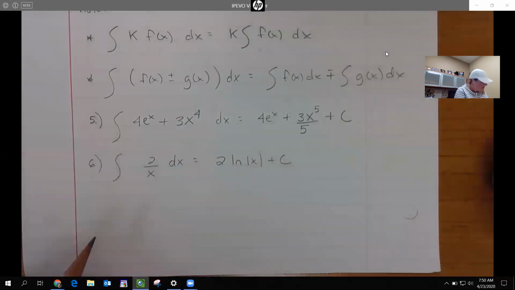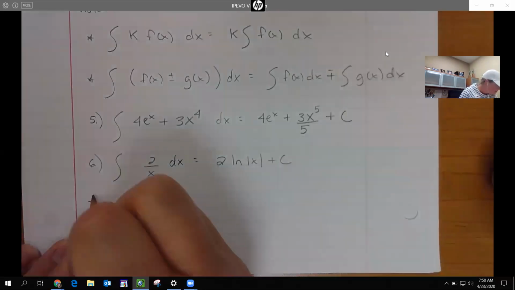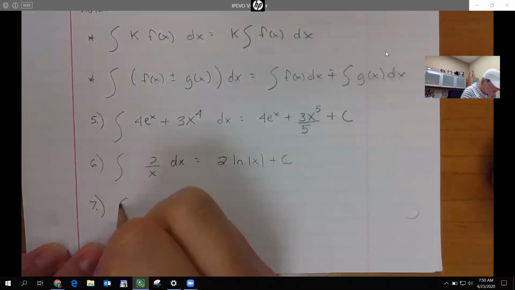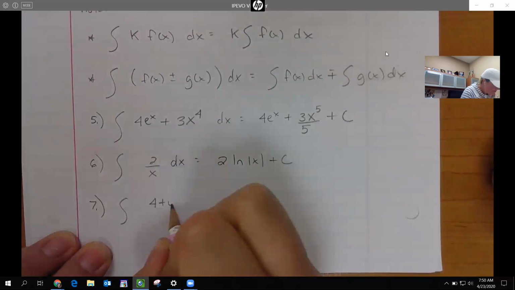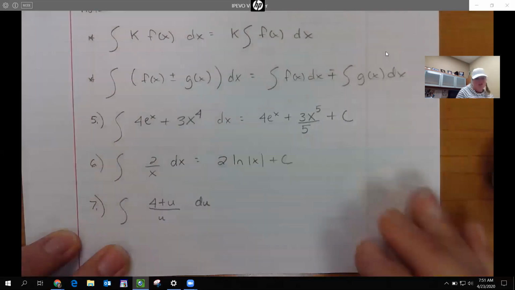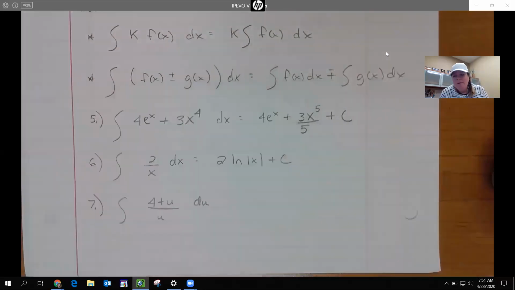All right, so let's say we have something like, I'm almost out of room on my paper here, the integral of 4 plus u over u du. So I can change my letter. Okay, what if I have something like this? Well, I don't know a quotient rule for antiderivatives yet. It's coming. We'll have rules just like we did for derivatives.